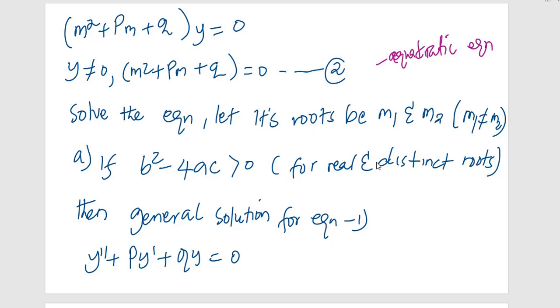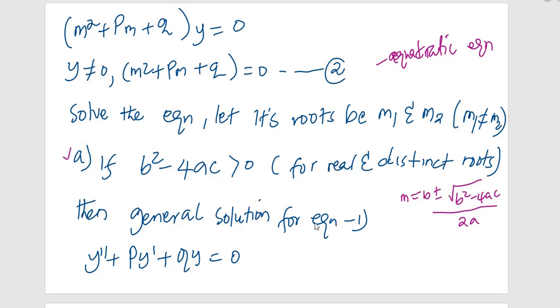And therefore, if we use the formula method, whereby m is equal to minus b plus or minus square root of b^2 minus 4ac, divided by 2a, it means a is equal to 1 here, b is equal to p, and c is equal to 2. So case 1: if we solve this equation, it will have roots m1 and m2, which may not be equal. If b^2 minus 4ac is greater than 0, it means this quadratic equation has real and distinct roots.